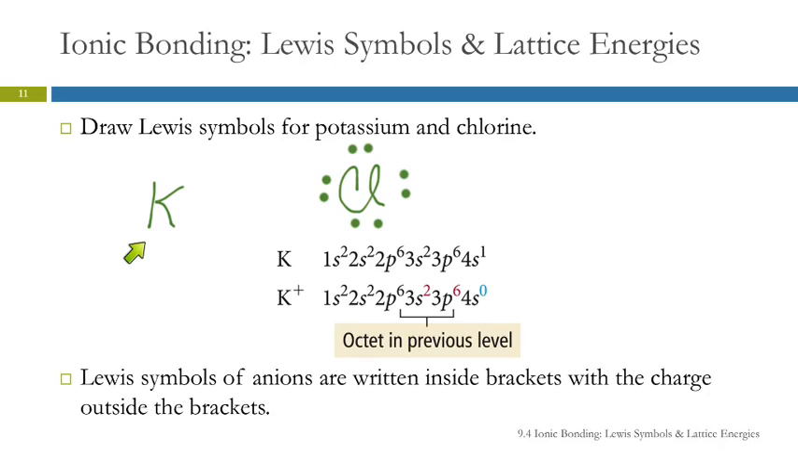It doesn't look like it does, but when you lose all your dots, what's underneath? A full shell, a full level. But there's charges involved now, right? Potassium has a positive charge, chlorine has a negative charge.